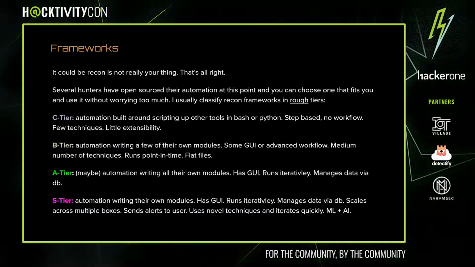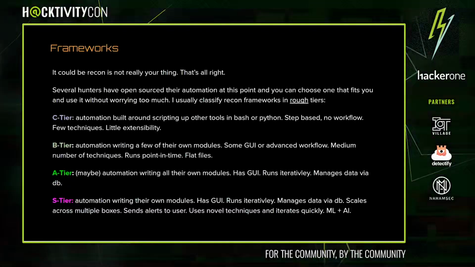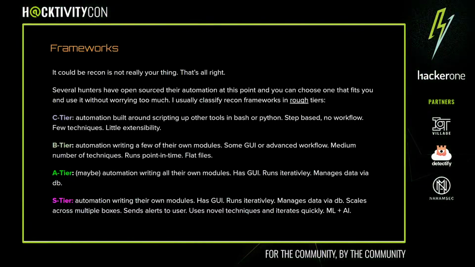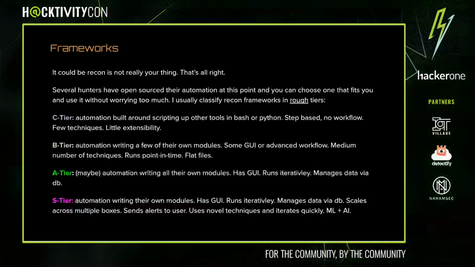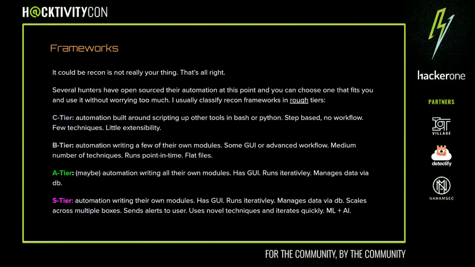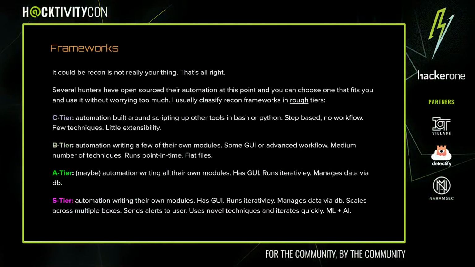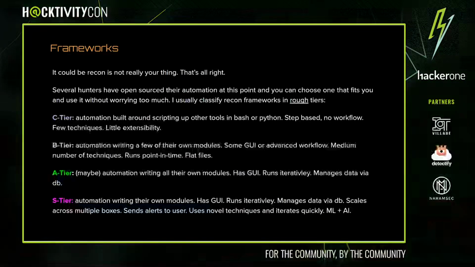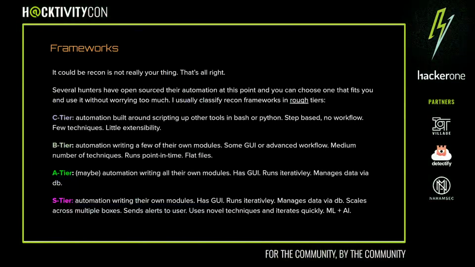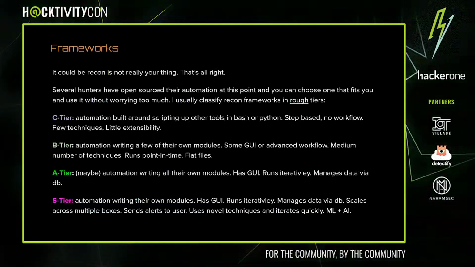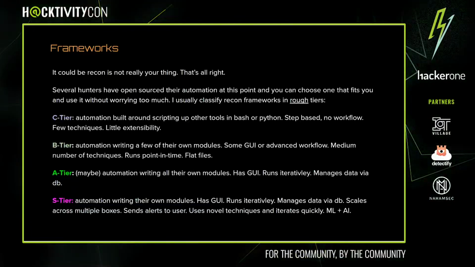C tier is pretty average, still good. B tier is getting better. A tier is really good, and S tier is probably the best, right? So I put some functions that each thing would have. In a C tier, these frameworks are mostly building around other scripts and gluing them together in Python or Bash. They're step-based workflows. They only have a few techniques, maybe, and little extensibility in their output.